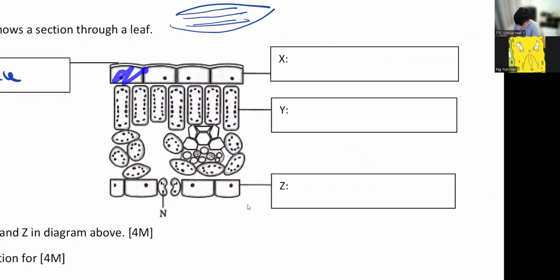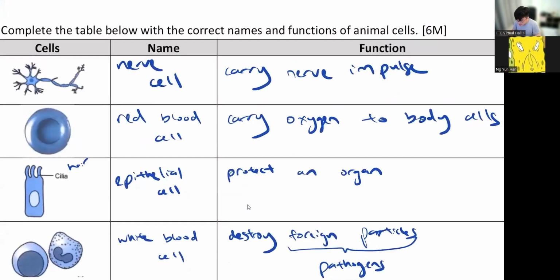So X here, what is this layer called? This is your upper epidermis. Epidermis also means skin, right? Your skin is called epidermis. You might say, sir, isn't it epithelial? Epithelial is inside. Epidermis is outside, right? So this is your epidermis. Your outside skin is called epidermis.